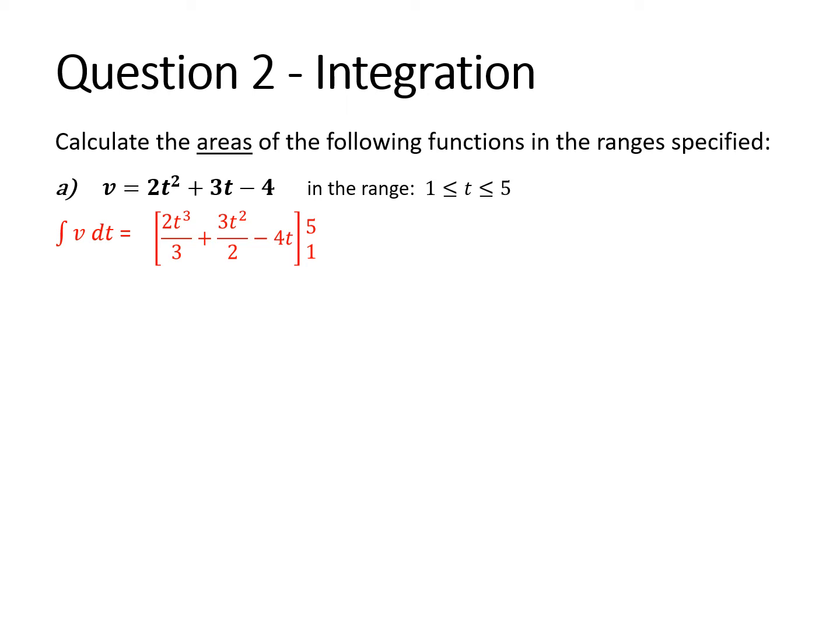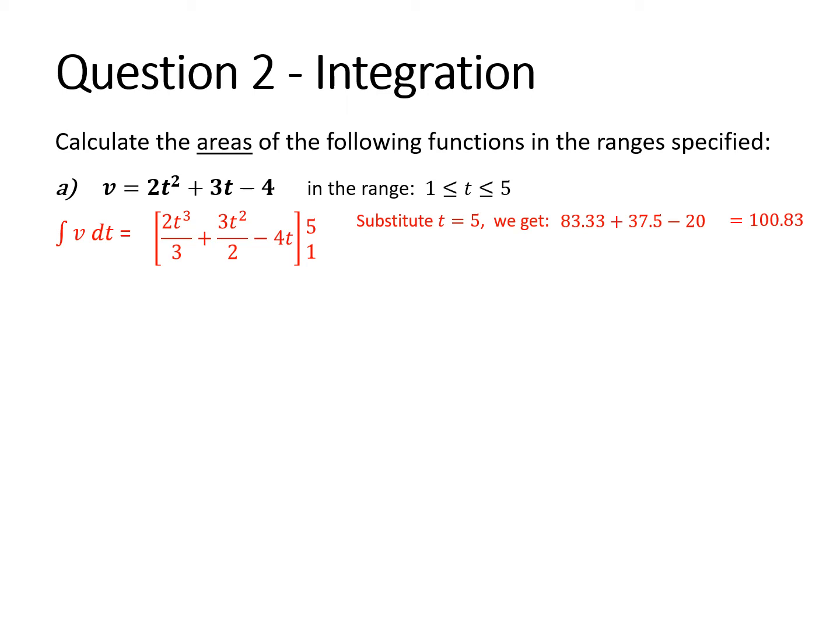Anyway, when you put 5 into that equation, the first term becomes 83.33. The second term becomes 37.5, and we subtract 4t, which is subtracting 20. And you get a final answer, when you put 5 into that equation, of 100.83.